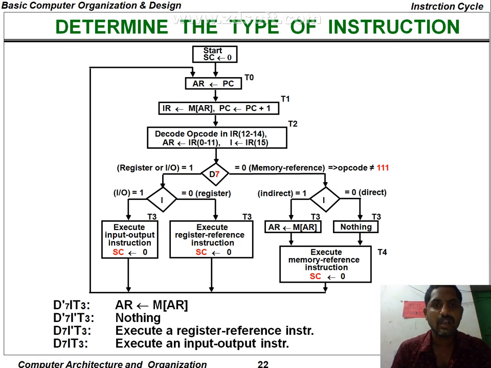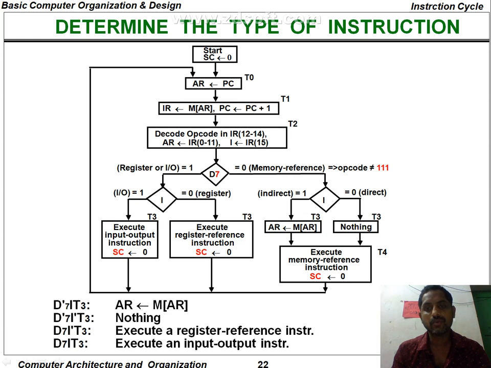Okay, here whenever start is 0, then address PC to AR whenever T equal to 0. Whenever the time signal is incremented, that is M of AR to IR, and the PC is incremented. Whenever T2, decode the operation code, that is bits 12 to 14 operation code, then IR 0 to 11 to AR, that is the address, and IR 15 to I. When the register input output is 1, it will be used to execute the input output instruction, or equal to 0 register, then it will execute the register reference instruction.